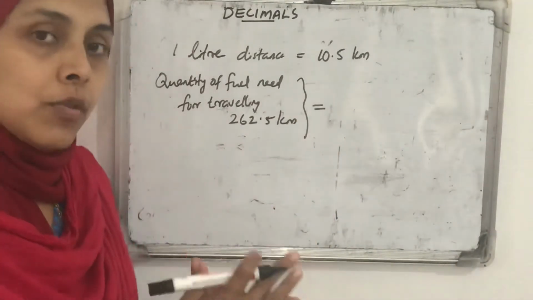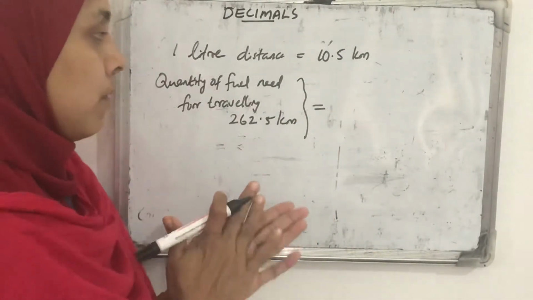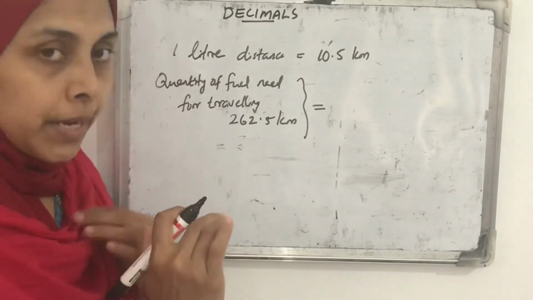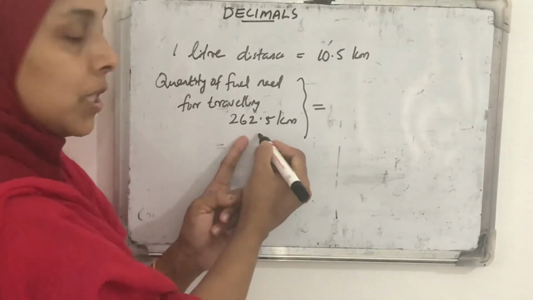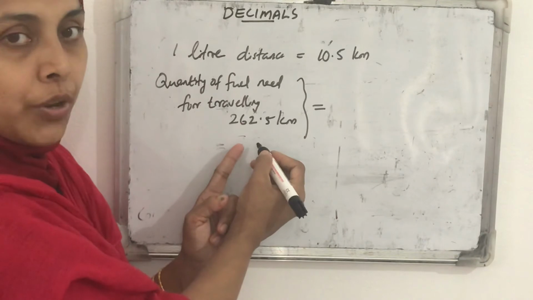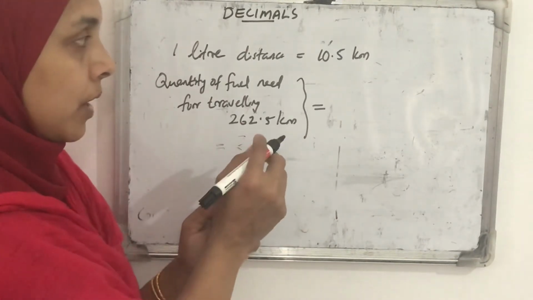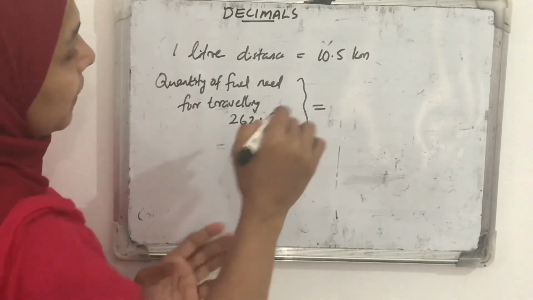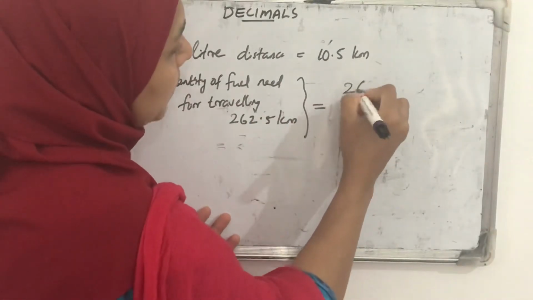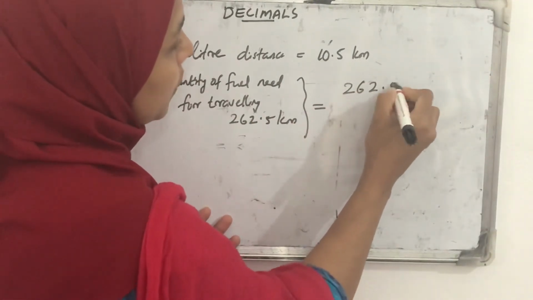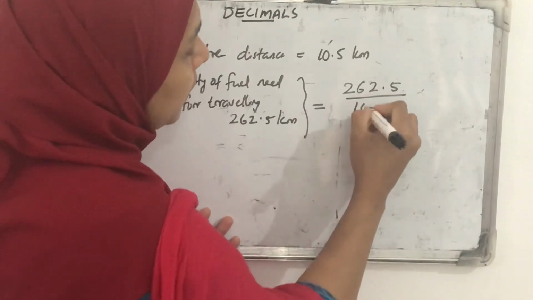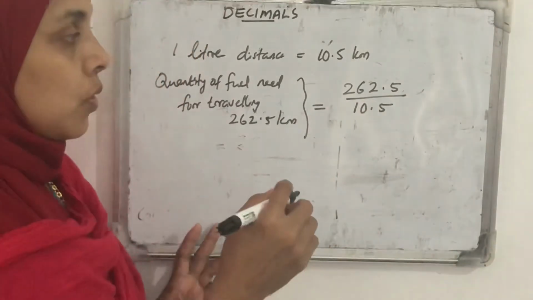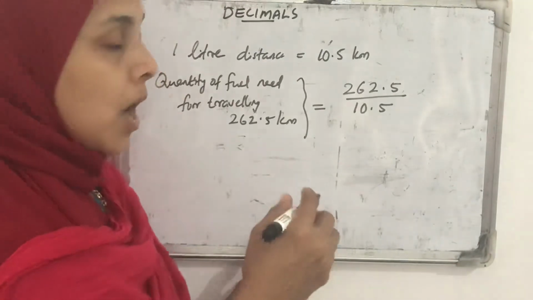How can we find that out? How much petrol is needed to travel 262.5 kilometers? Multiplication or division? Yes, division. So that will be 262.5 divided by 10.5. So how can we do decimal division?